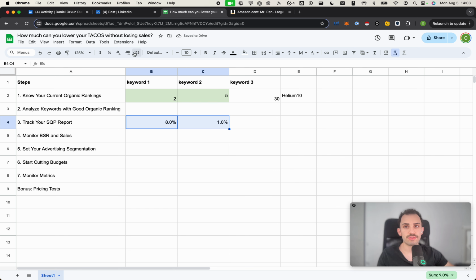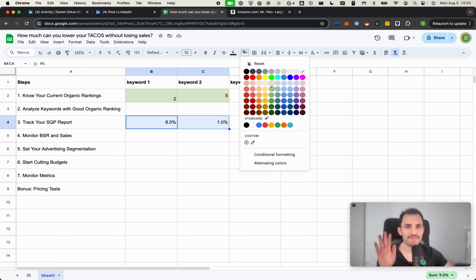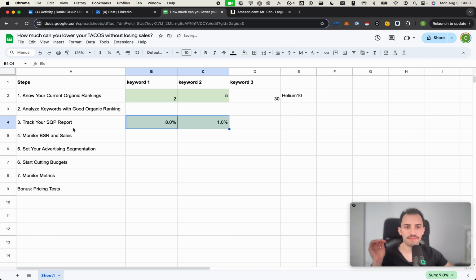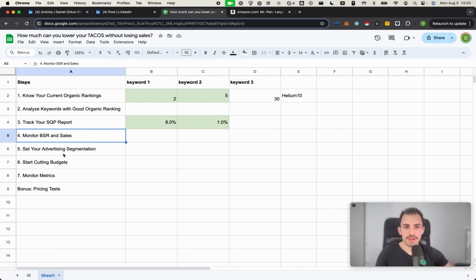And again, we are also tracking those. Keep everything in mind. We are going one by one, and then at the end, I will be telling you how to get the TACOS lower. So the second part is monitor your BSR and your sales. To monitor your BSR, that's pretty easy.